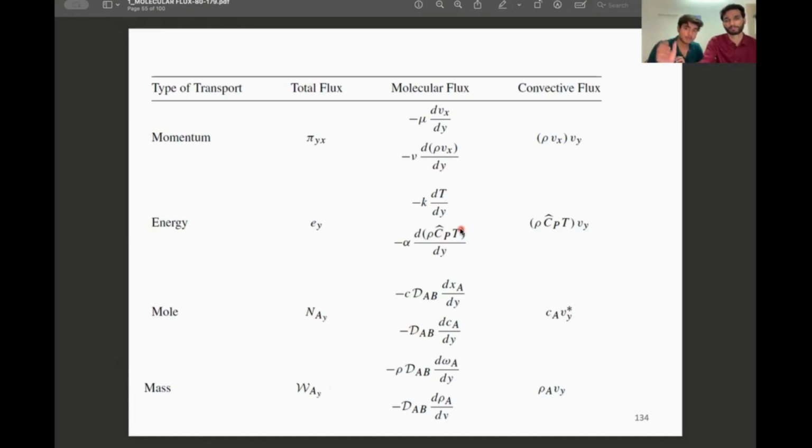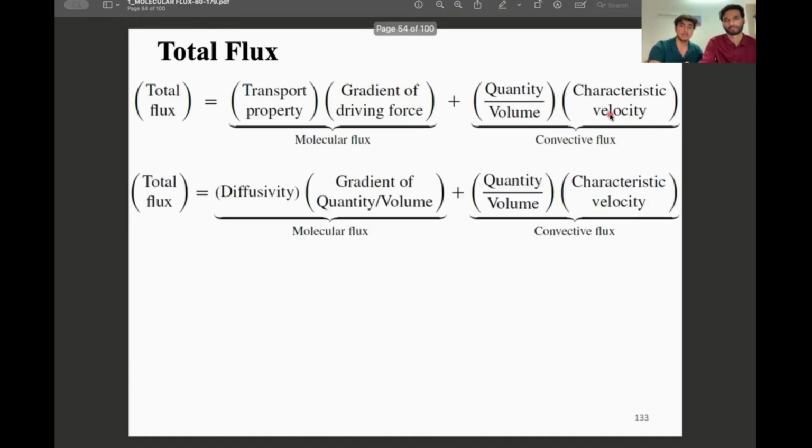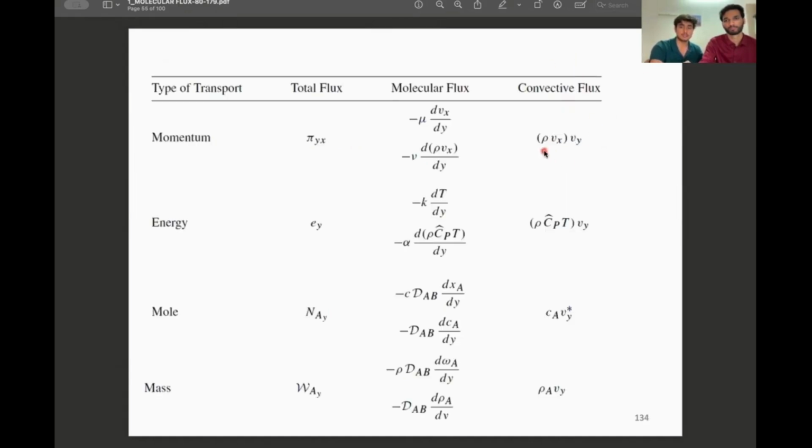Discussed. Now let's talk about the convective part. The convective part here will be rho into vx into vy. Basically, this vy is our characteristic velocity, and this is our quantity per unit volume. So here we have seen that this is quantity per unit volume into characteristic velocity. In the table itself, it is quantity per unit volume and characteristic velocity.